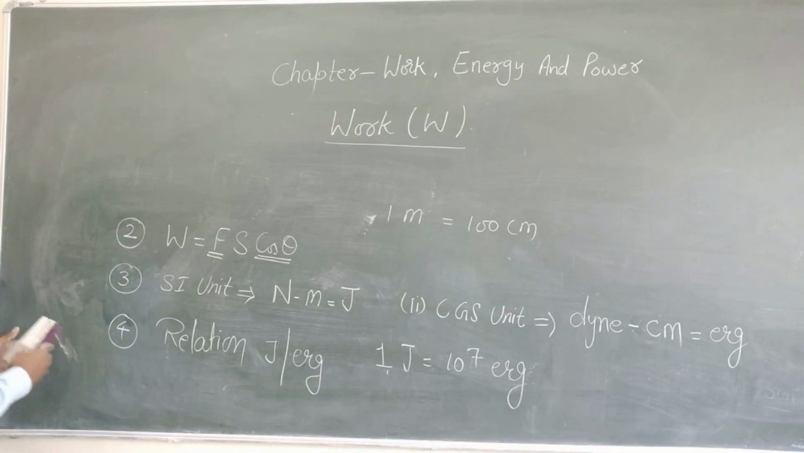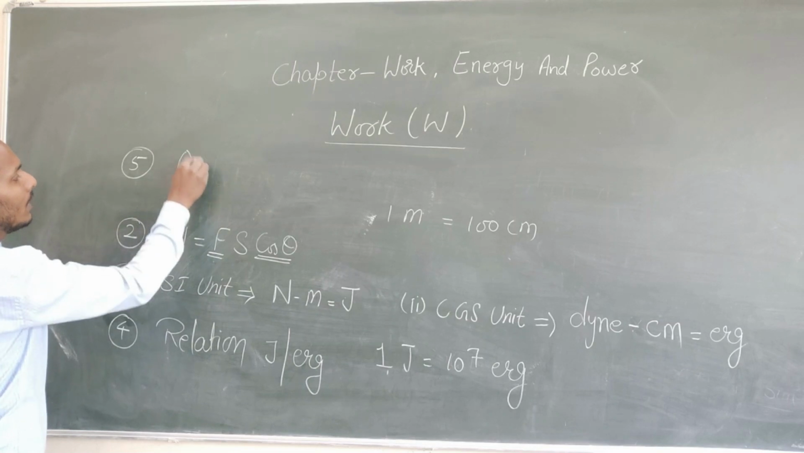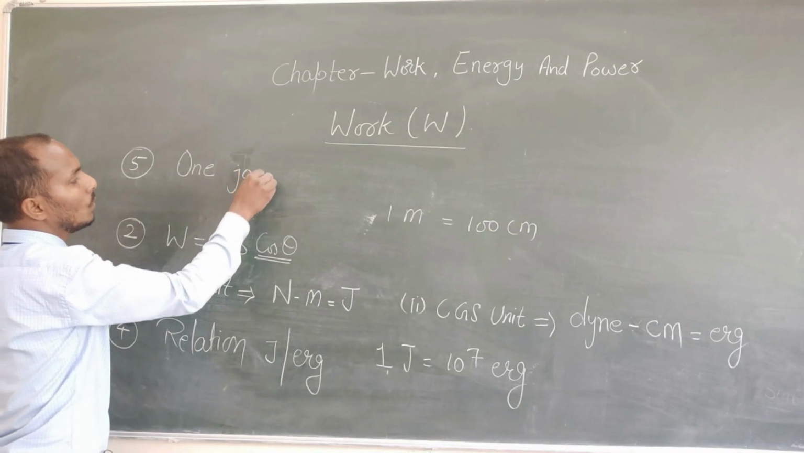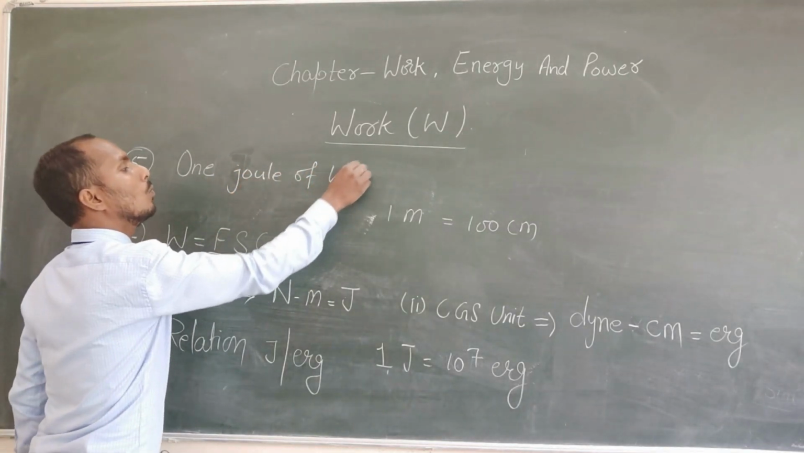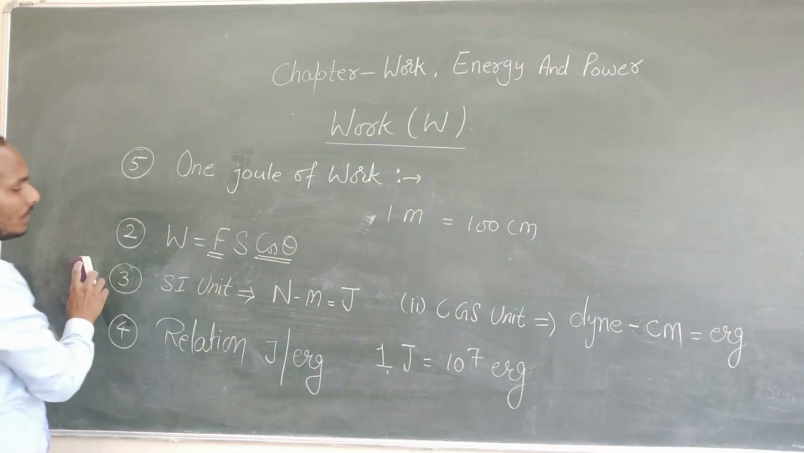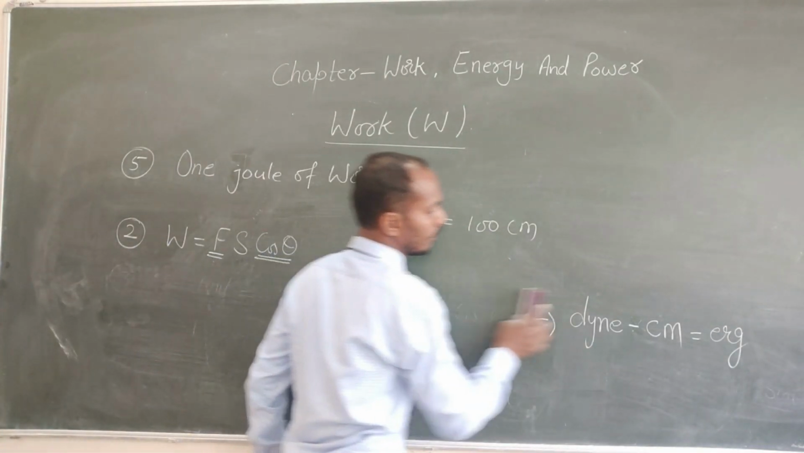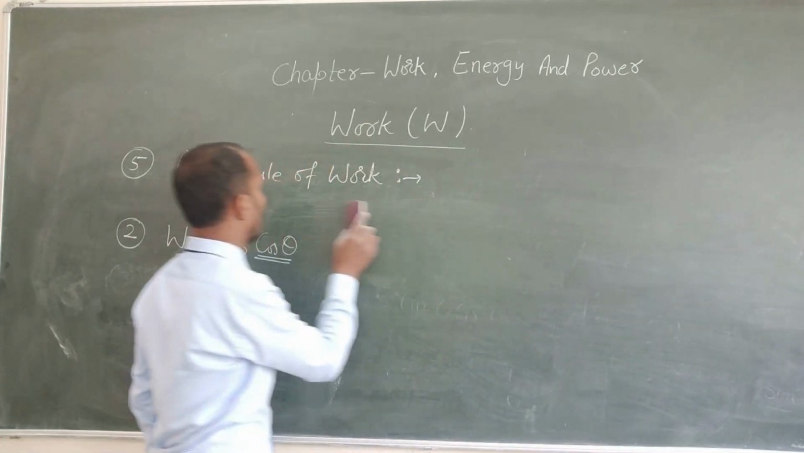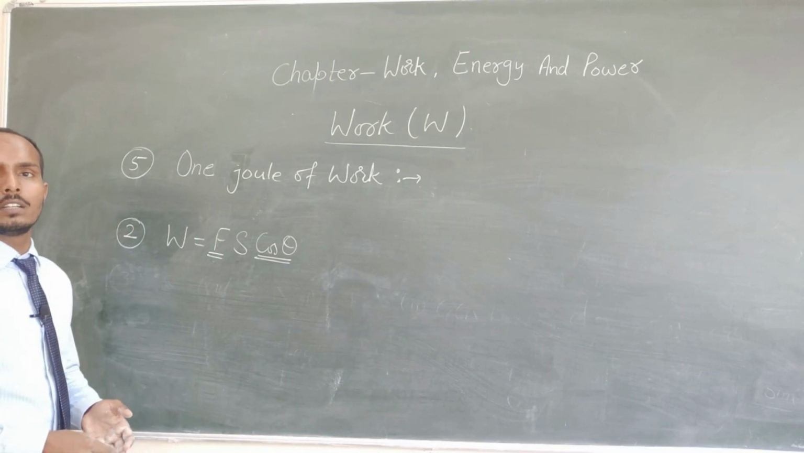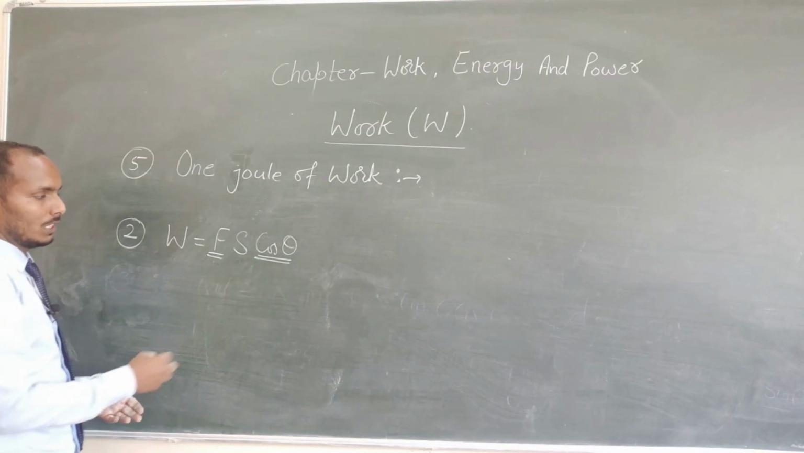Next term is define. We know that the SI unit is joule, so define 1 joule of work. How can you define it? We can define the terms with the help of formula. We know that work is equal to Fs cos theta.